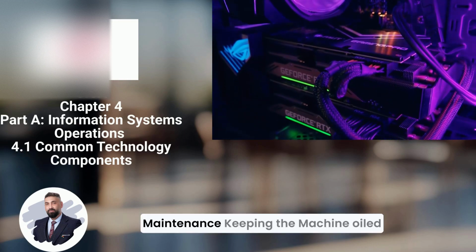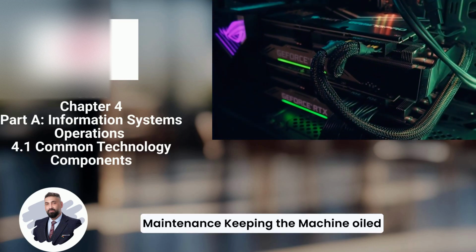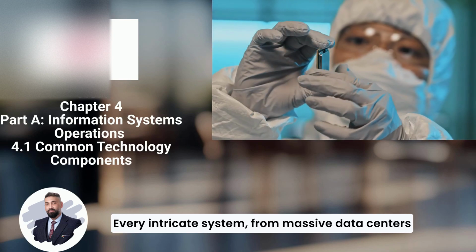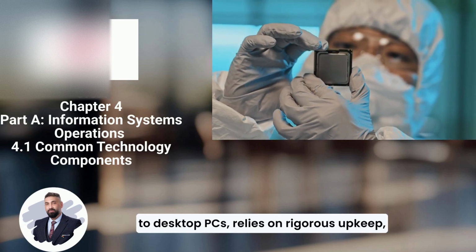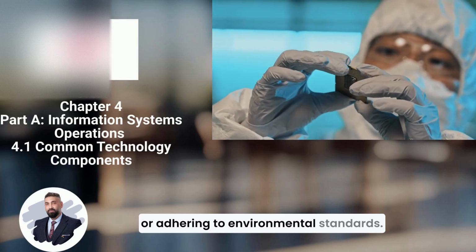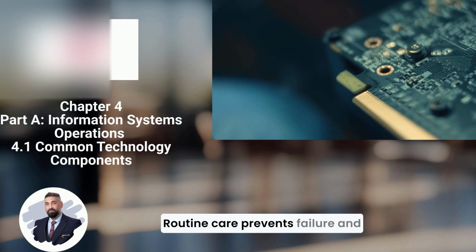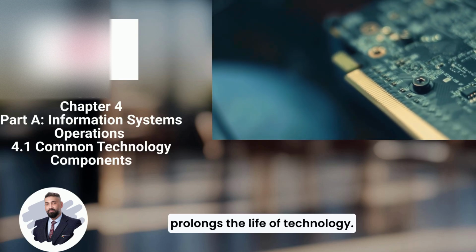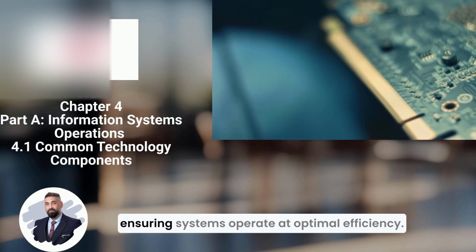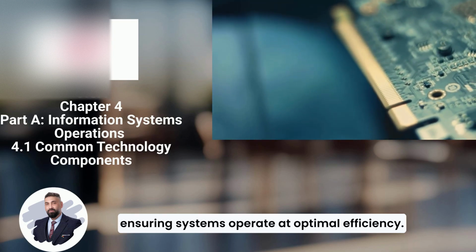Section 7. Maintenance: Keeping the machine oiled. Finally, we cannot overlook maintenance. Every intricate system from massive data centers to desktop PCs relies on rigorous upkeep. Whether it's cleaning fans, replenishing thermal paste, or adhering to environmental standards, routine care prevents failure and prolongs the life of technology. Monitoring tools help track availability and usage, ensuring systems operate at optimal efficiency.